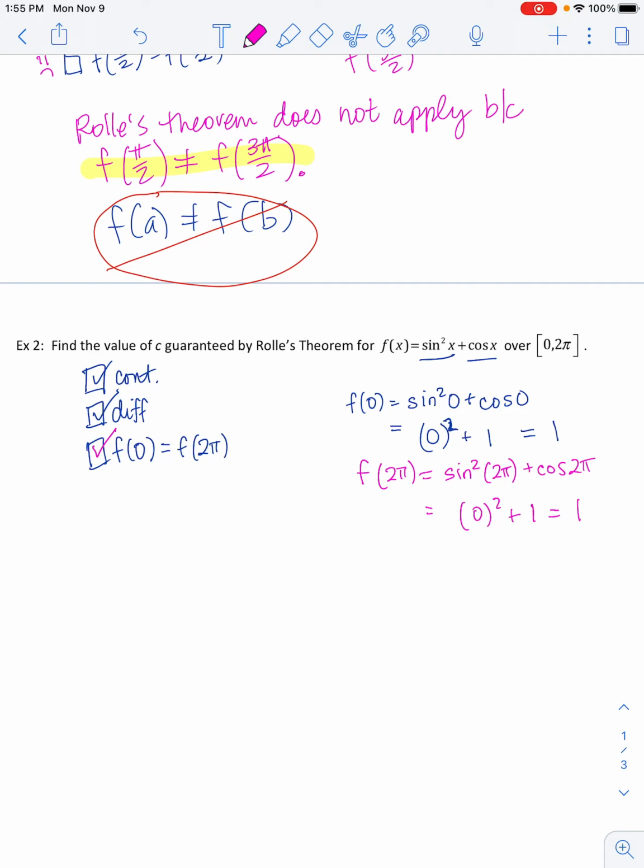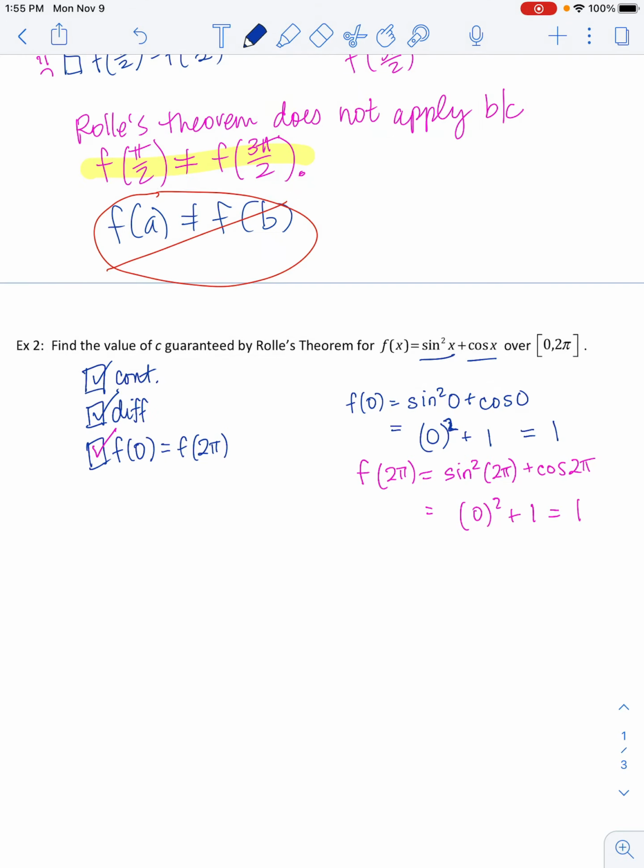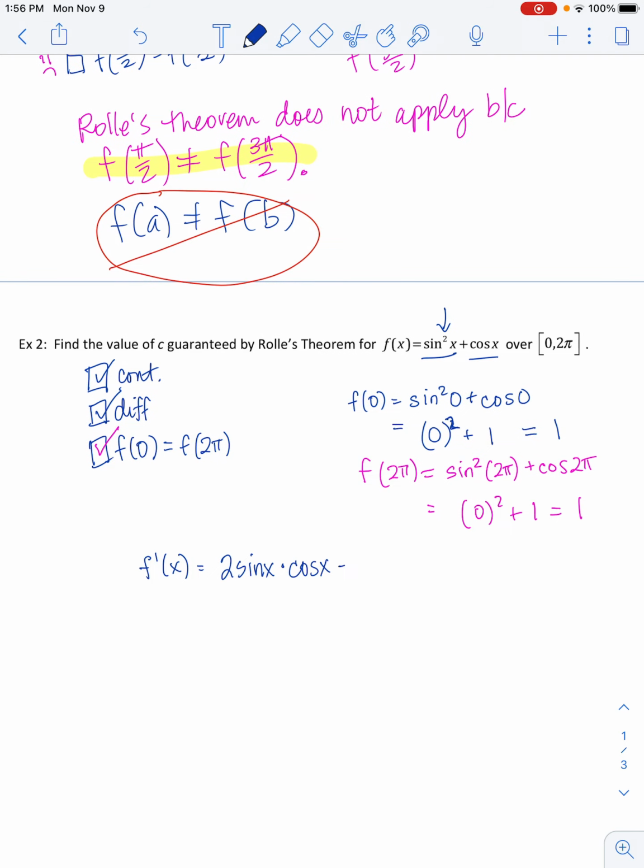Now that we have checked the box off, we're going to take the derivative and set it equal to 0. I know automatically my average rate of change is 0, because this is Rolle's theorem specifically. So I can just take my derivative. The derivative of sine squared is a composite term, so it's got to be 2 sine x times cosine x. That's the chain rule. And then not plus, but minus sine of x for the second term, since the derivative of cosine of x is just negative sine.